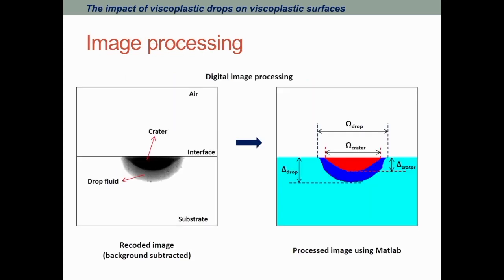And for the image processing part, you can see that the black part is the crater, which is formed during impact, and the gray part is the drop fluid, because the drops are dyed with black ink. Here I used MATLAB to process the images and to capture both the profile of the drop fluid and the profile of the crater during impact. So both the dimensions of the crater and the dimensions of the drop fluid are measured during impact.